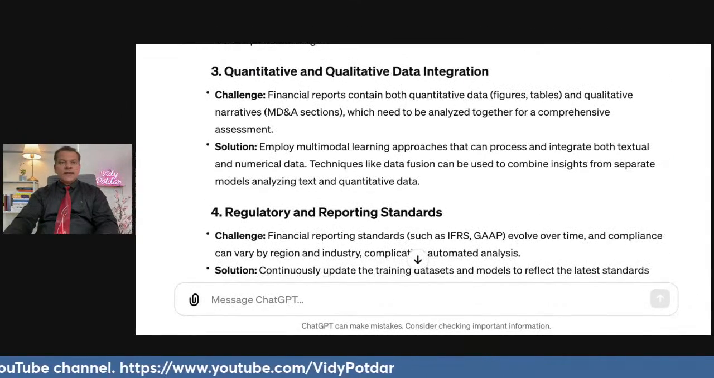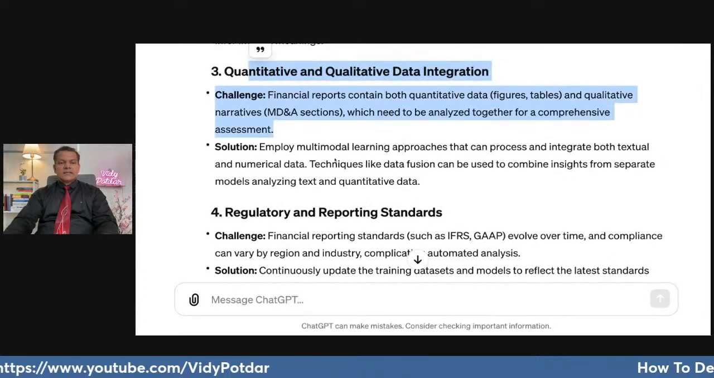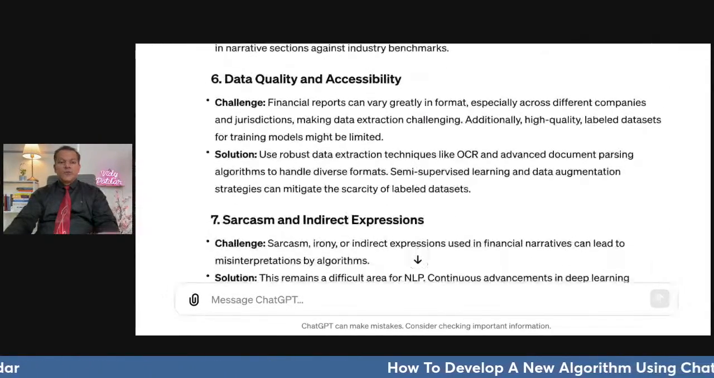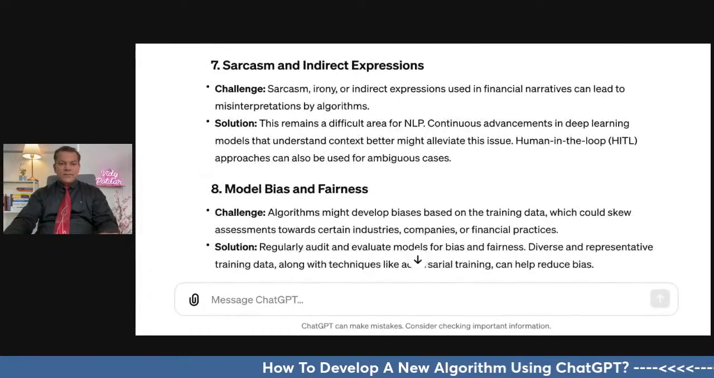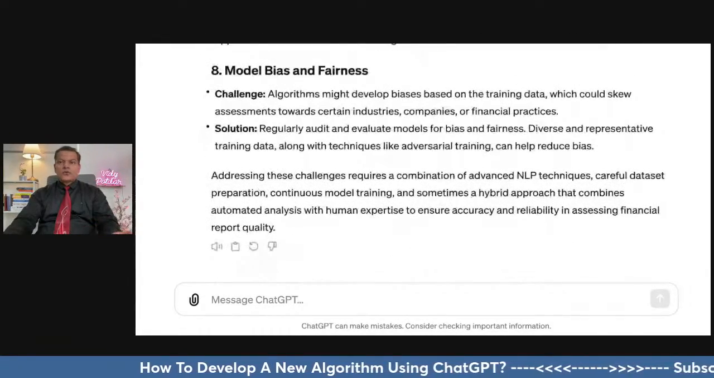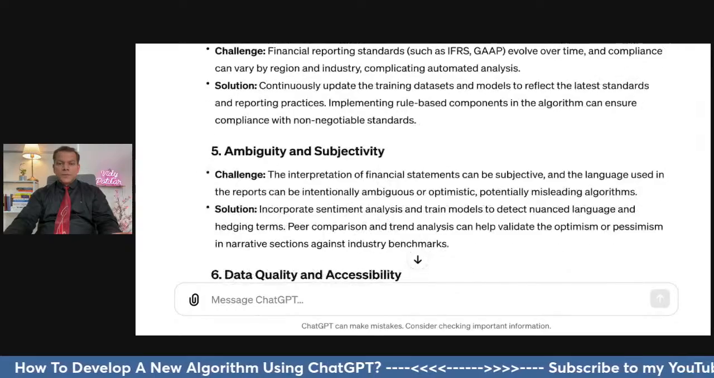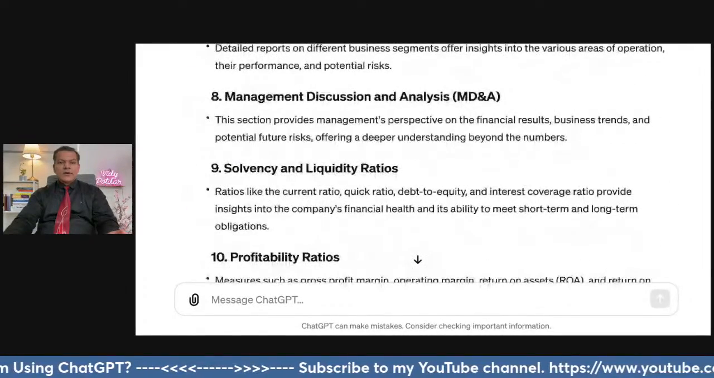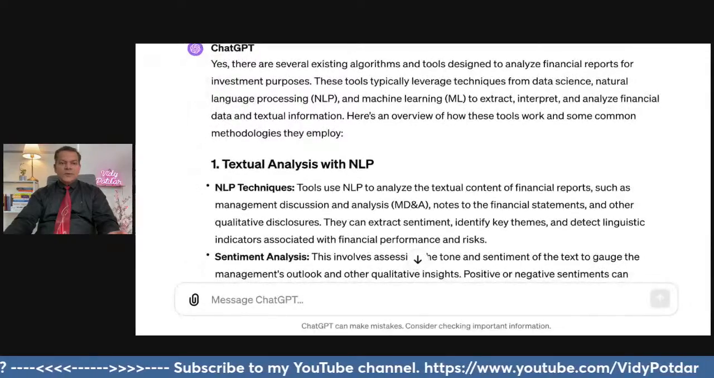Quantitative and qualitative data integration. So this is again another challenge. So all these things are things that you have to be aware of when you are designing the algorithm. Not that you have to address all of this in your algorithm, but the more that you can address, the more reliable your algorithm would be.